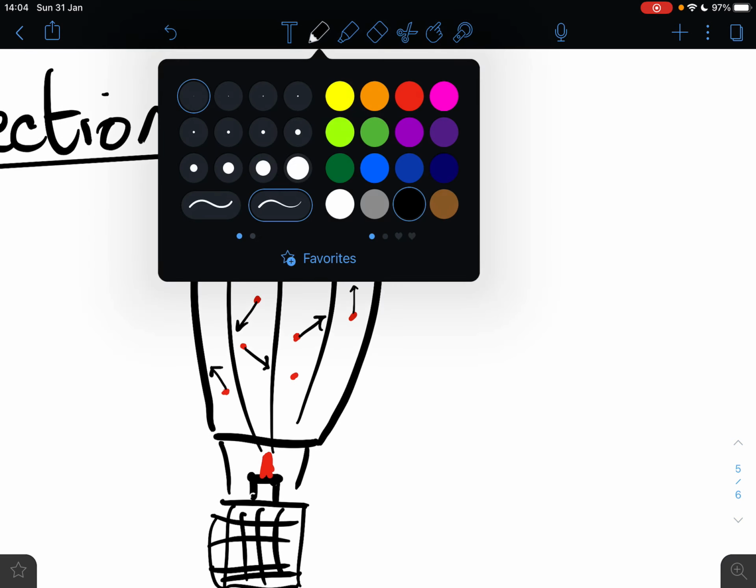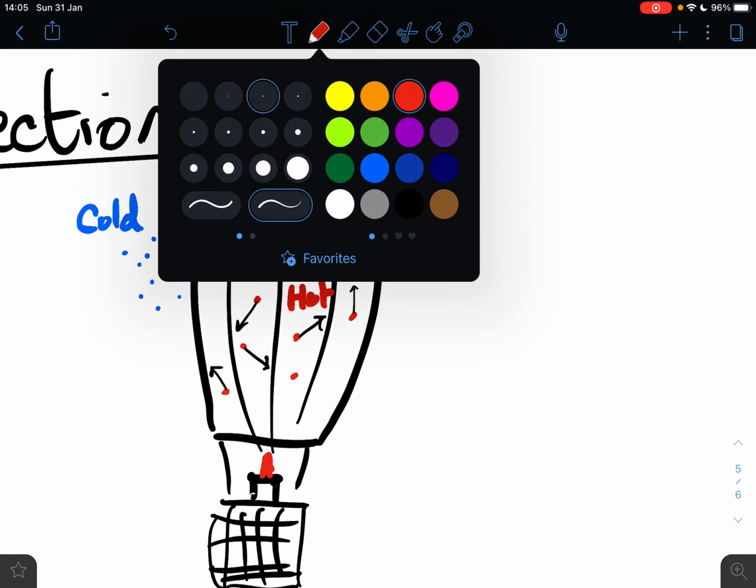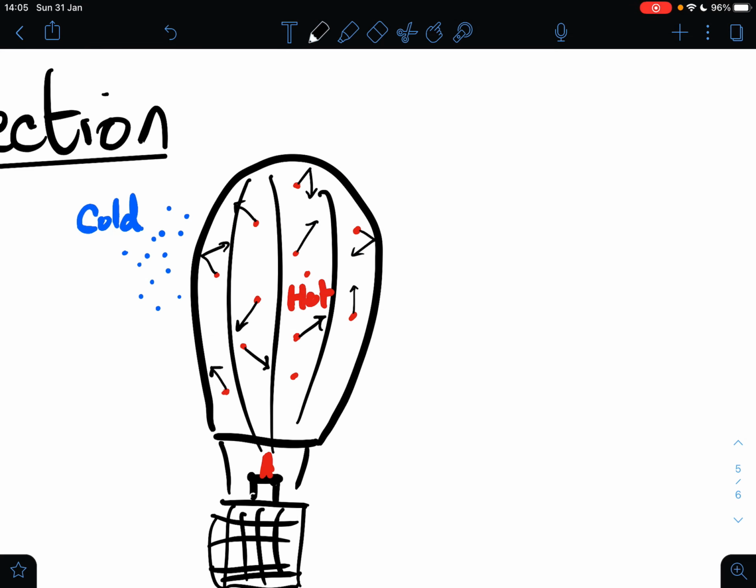But on the outside, the particles, let's use blue for cold again, the particles are not moving very fast. It's cold. So they're close together, like so. So I'm just drawing a few, and I'll just put cold, and inside I'll put hot. Now look at the spacing. This is the key to it all.